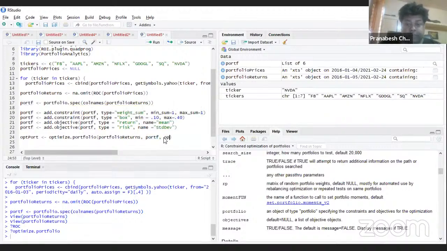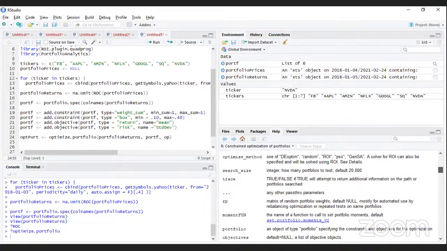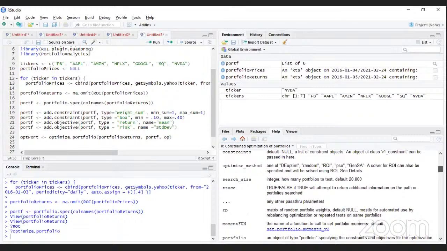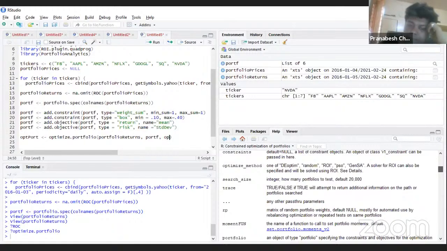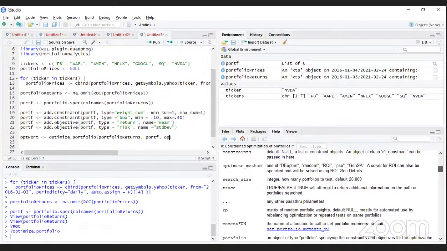Now I have to, as you said, optimize method, which method I want to use. So just 1 minute, sir. Just a minute. You're saying you are given two constraints, return and risk. So is it default that we have to minimize the risk and maximize return? It depends upon your risk taking ability, right? So a constraint has to minimize the risk and maximize return. So is it by default there?